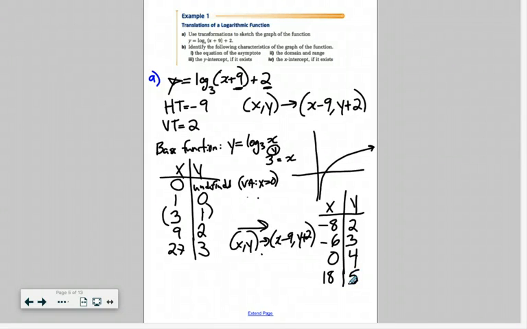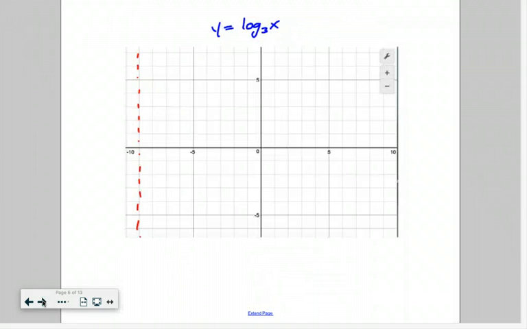Okay? Where will the vertical asymptote be? At minus 9. Because your vertical asymptote is this straight up and down function. So if we have this horizontal translation of minus 9, we're going to shift that asymptote back 9. So in this one, we're going to have a vertical asymptote at x equals minus 9. So using those points, we can then graph our function.